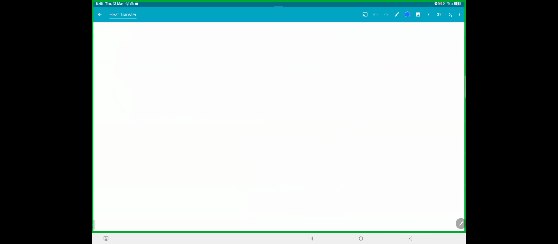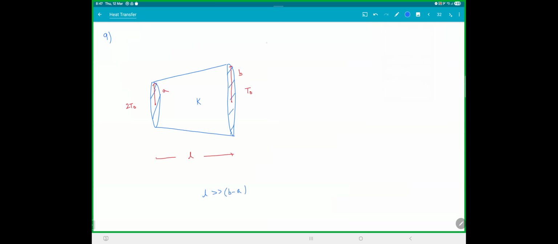Let's see one more. I hope you remember this question. The frustum or the truncated cone. Here the temperature is 2T naught, here the temperature is T naught, and this length is L. The radius is A and this radius is B. The thermal conductivity is K. And the length is much, much greater than B minus A. Find R thermal. You guys remember this question where we did?